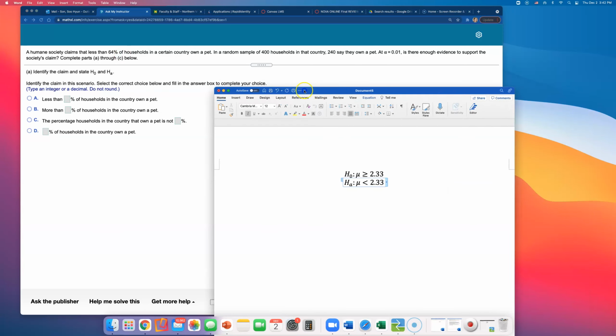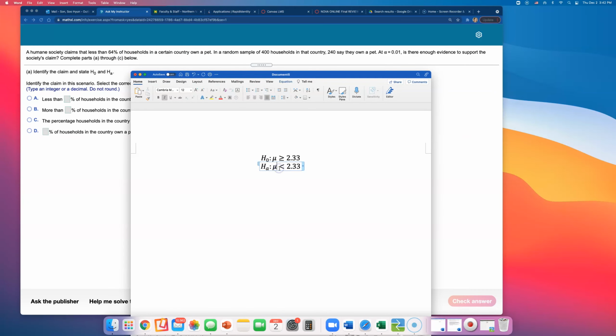So I'm going to go ahead and just get right into the hypothesis. Use P this time. Why? Because we're talking about proportion. What they are claiming is that the proportion is less than 64%. 64% in decimal is 0.64. So what they are claiming has to be the alternative hypothesis, right? Why? Because they are saying it is strictly less than 0.64. They're not saying it is less than or equal to.